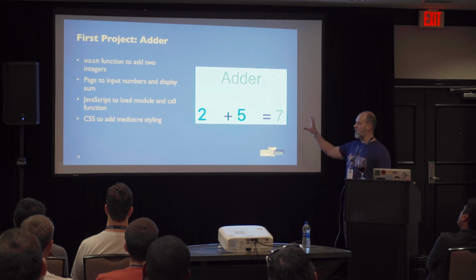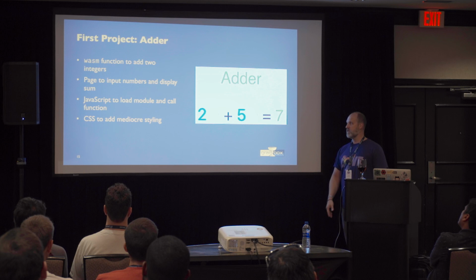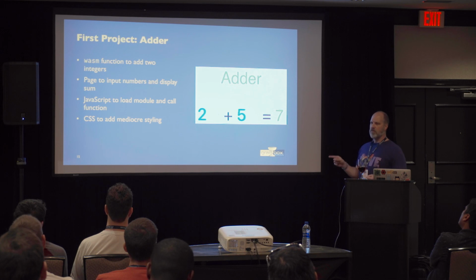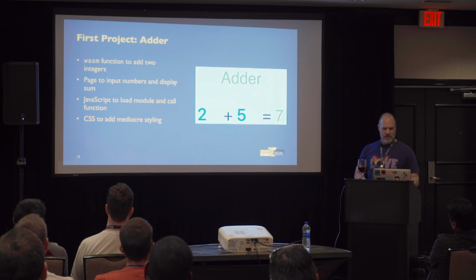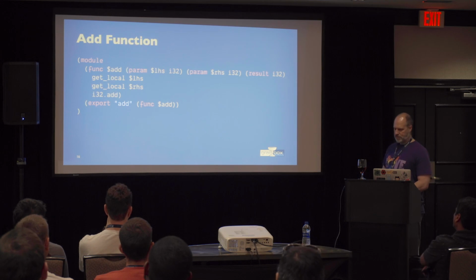We're going to have a little page that has inputs for the 2 numbers and a place to display the sum. We're going to have JavaScript that'll load our WebAssembly module and call our function in response to change events. And then we're going to add some very mediocre styling in CSS. So that's available in that repo from the first slide.